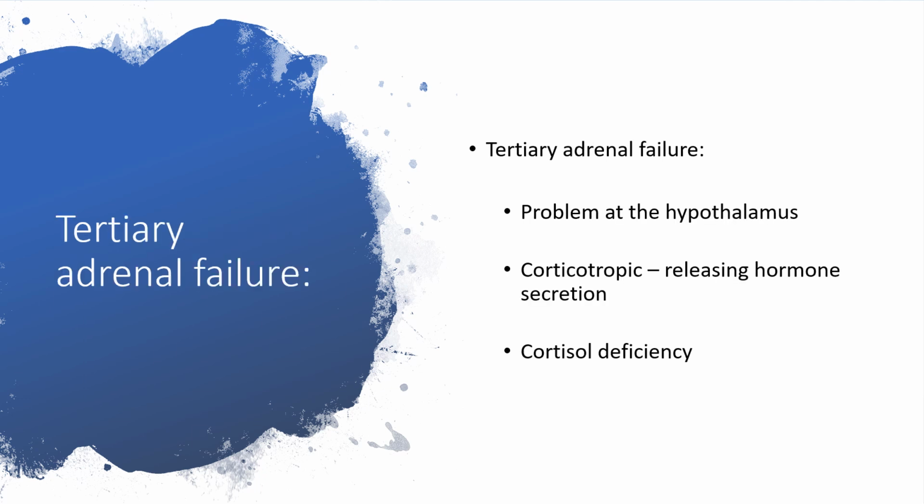Part of the recap is to remind ourselves about tertiary adrenal failure, meaning that the problem is at the level of the hypothalamus. With that, corticotropin releasing hormone secretion will be impaired. Not enough signal will get to the pituitary gland, not enough ACTH, and by the time the impulse reaches the adrenal gland, there'll not be enough, and then there'll be cortisol deficiency.